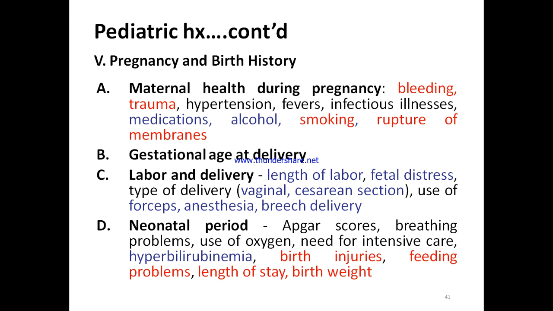For example, maternal health during pregnancy is very important. If the mother had bleeding, trauma, hypertension, fever, or infection during pregnancy, those factors may directly affect the fetus in utero, or the problem may carry through the lifespan of the child. So assessing maternal problems during pregnancy is a very important parameter for assessing the pediatric history or health of the child.